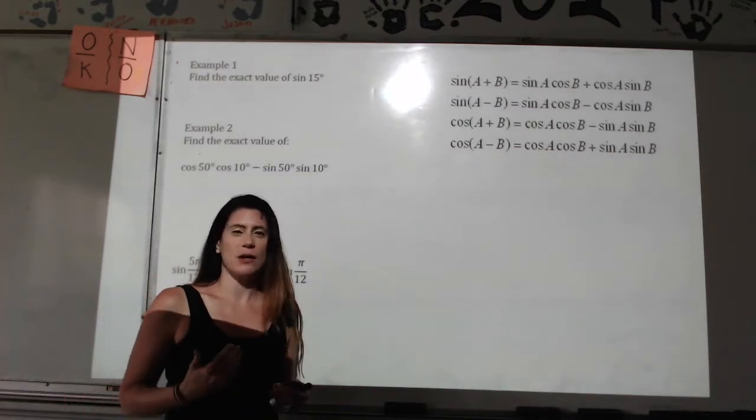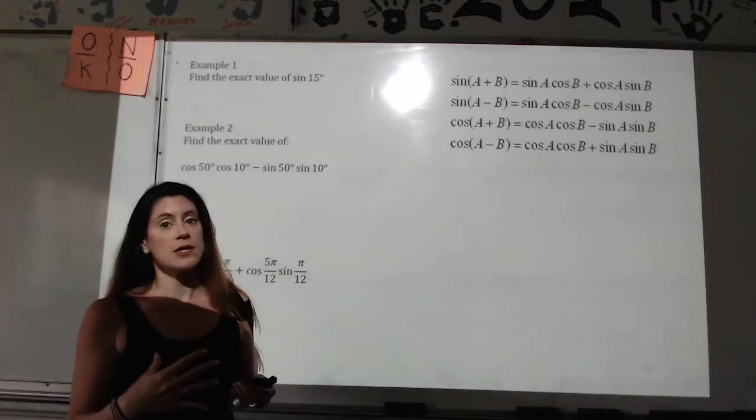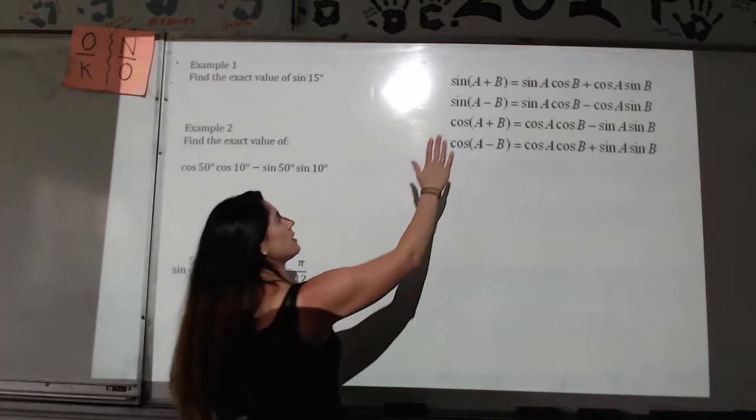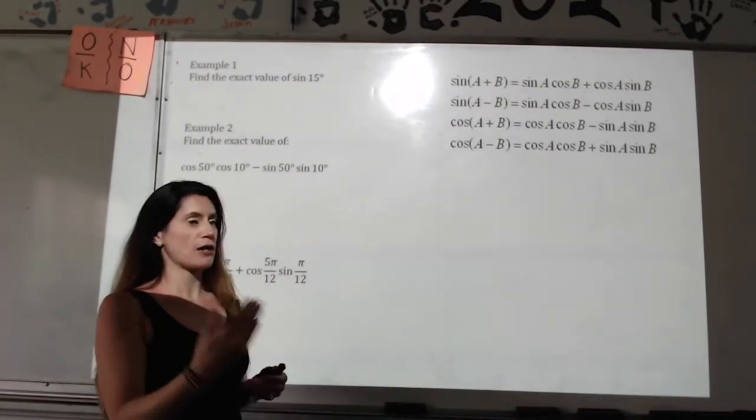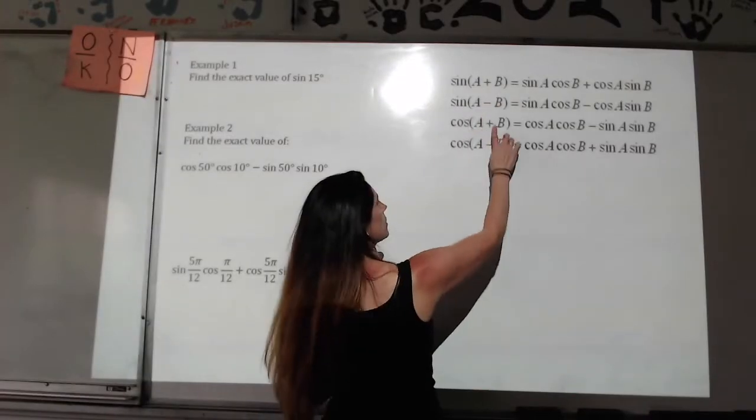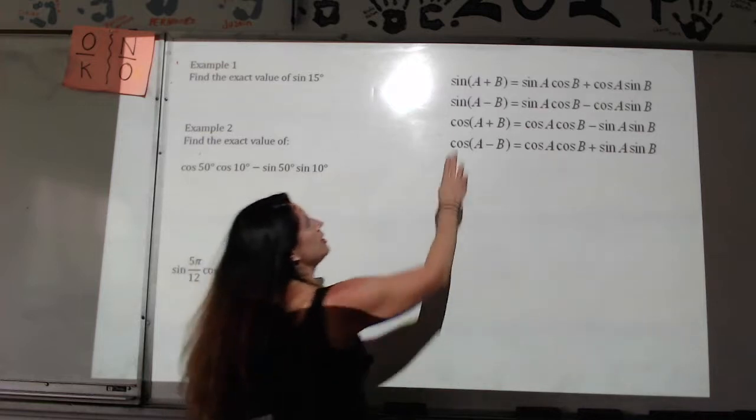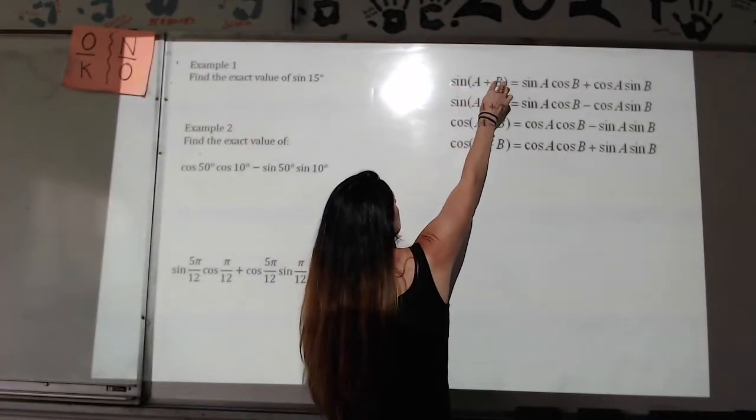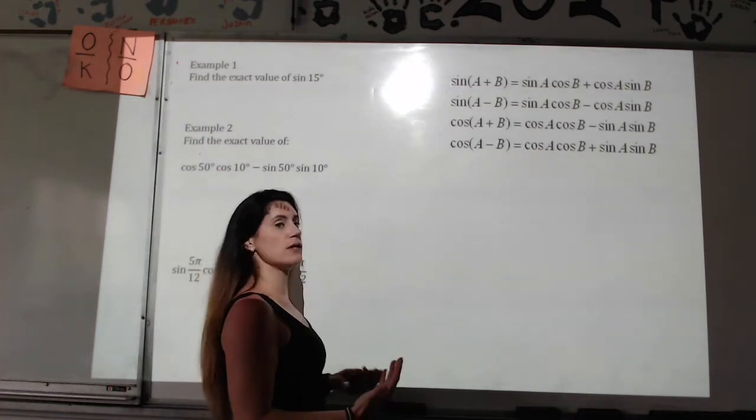Do you remember with logs how we couldn't distribute a log through to the things inside the parentheses? The same thing is true for trig functions. If there's something inside the sine function or the cosine function and it's addition or subtraction, so you have a plus or a minus in the middle, you're never, never, never allowed to take a trig function and distribute it through to the things inside. What you actually have to do is apply one of these formulas.